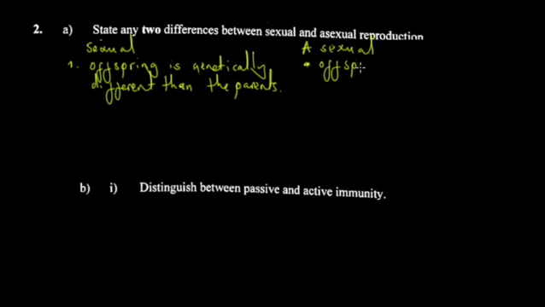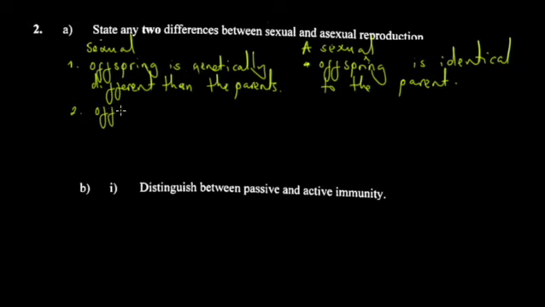Here in asexual, offspring is identical to the parent. So in sexual, offspring is genetically different. Here, offspring is genetically identical to the parent. That brings us to a more basic difference between sexual and asexual reproduction, which is that offspring has two parents.